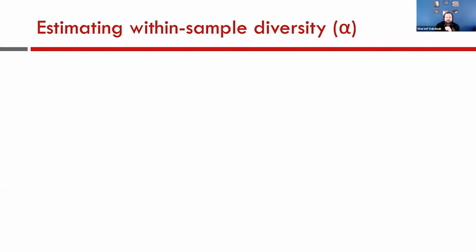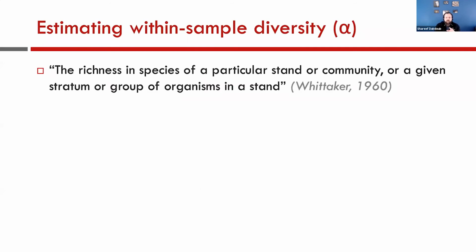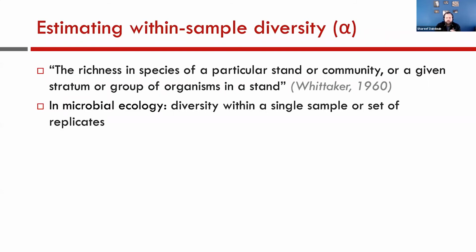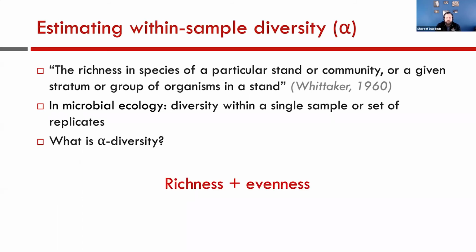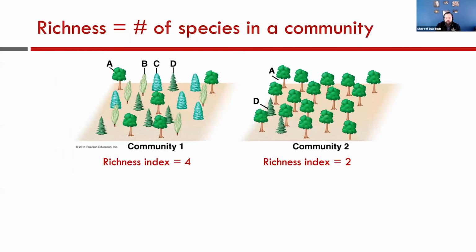So we've seen this before, alpha diversity. This is richness, species richness, you'll hear a lot. And so in microbial ecology, alpha diversity is the diversity within a single sample. So when you calculate alpha diversity, you're calculating it for a single sample. So what is it? Richness is the number of species in a community.